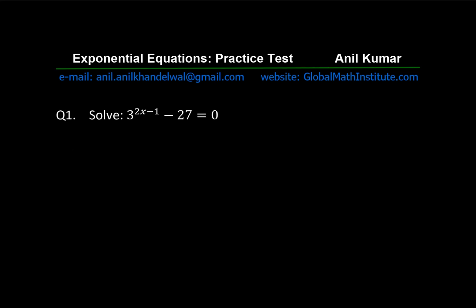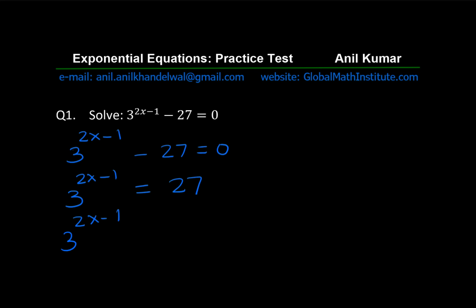Let's take the solution of the very first question, which is 3 to the power of 2x minus 1 minus 27 equals to 0. We can take 27 to the other side. So we get 3 to the power of 2x minus 1 equals to 27. And we can write 27 as a power of 3, right? Then we'll have the same base. And we can compare the exponents.